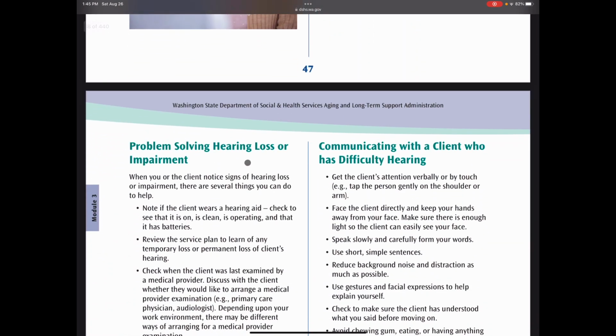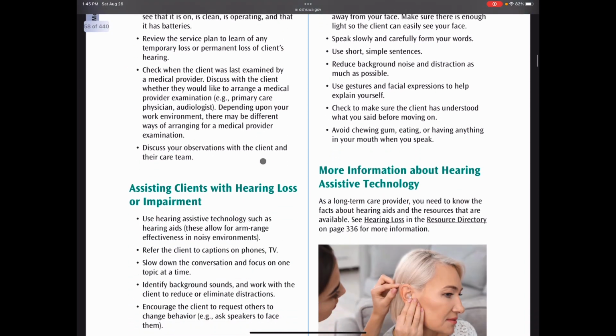So, problem solving hearing loss or impairment, try to problem solve it. What can bring that hearing loss for that person? And we need to assist the client with hearing loss as much as possible, and we need to communicate with the client who has difficulty hearing, what happened, and we need to try to get more information about hearing assist technology if that person needs it. So, okay, now how do we overcome this difficult communication?